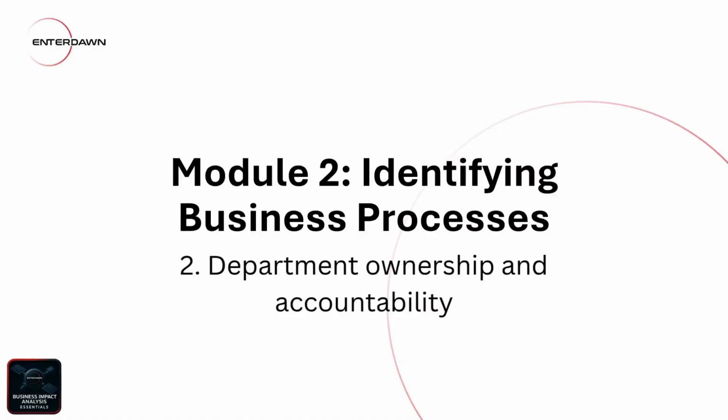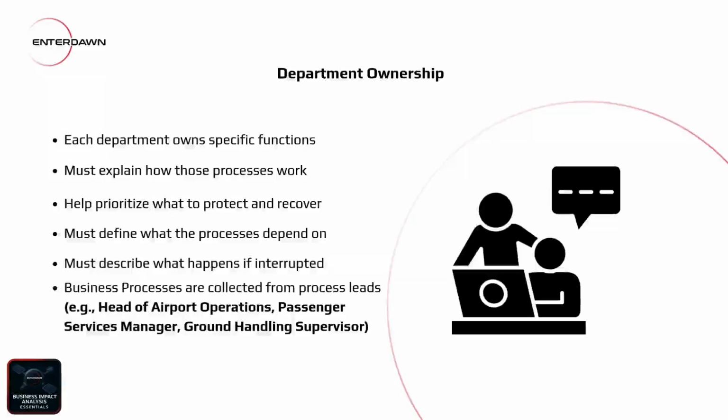That leads us to Section 2: Department Ownership and Accountability. To begin a business impact analysis, you first need to identify business processes, and that starts at the department level. Each department owns specific functions. Ownership means they're responsible for explaining how those processes work, what they depend on, and what happens if they're interrupted.